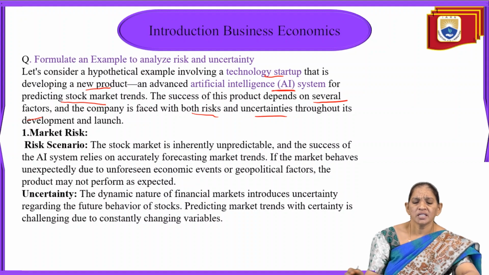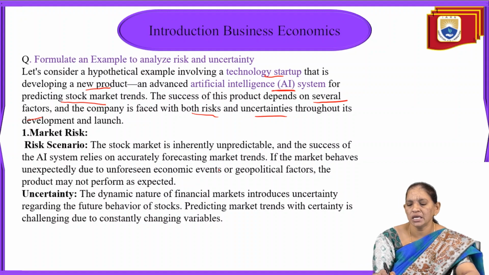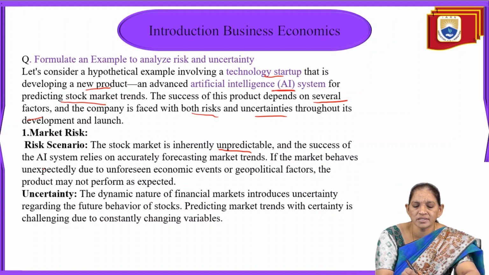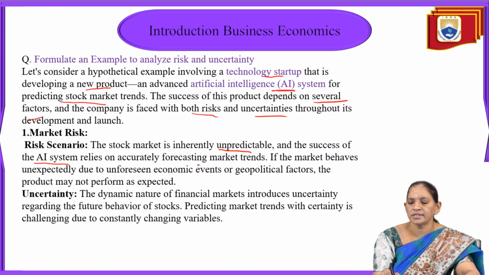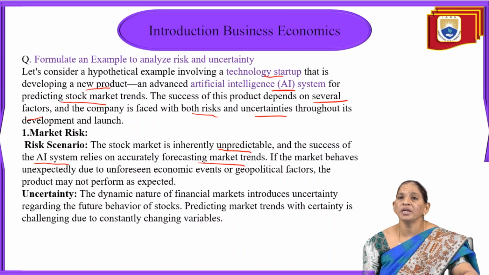So first we'll see the scenario of market risk. The risk scenario in the case of the stock market, as we know, is inherently unpredictable, and the success of this artificial intelligence system relates to accurately forecasting the market trends. As we know, the stock market always has its ups and downs, where we cannot 100% predict what will happen. So unpredictability is a common feature of the stock market.